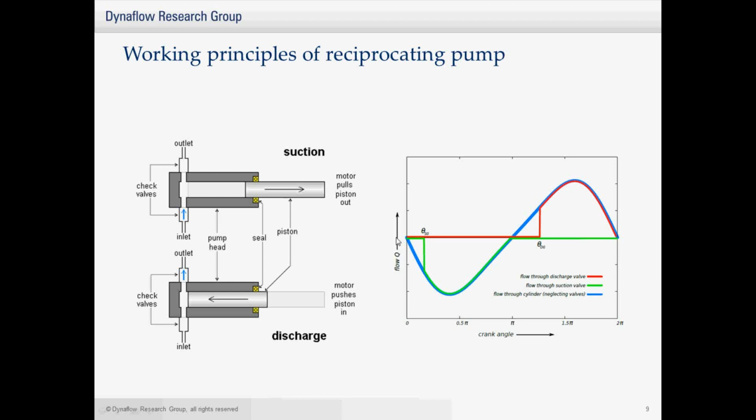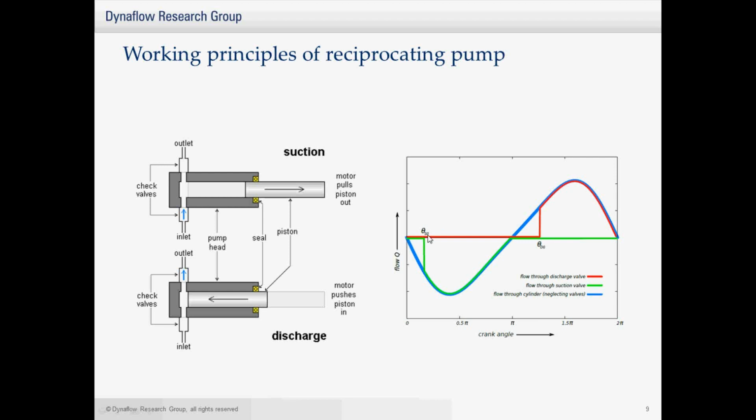On the right you can see a simplified flow profile of a reciprocating pump for a single cylinder. So here, if we follow the red line for example, initially the piston pulls out and the flow is 0, and then it becomes positive and discharge happens. And when we follow the green line, it's the suction.